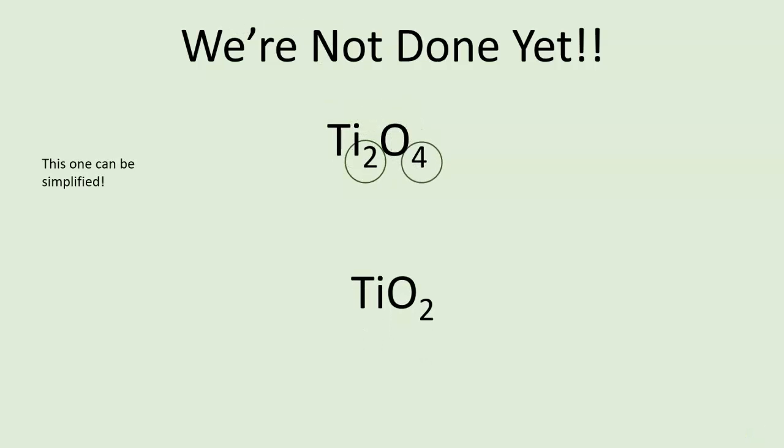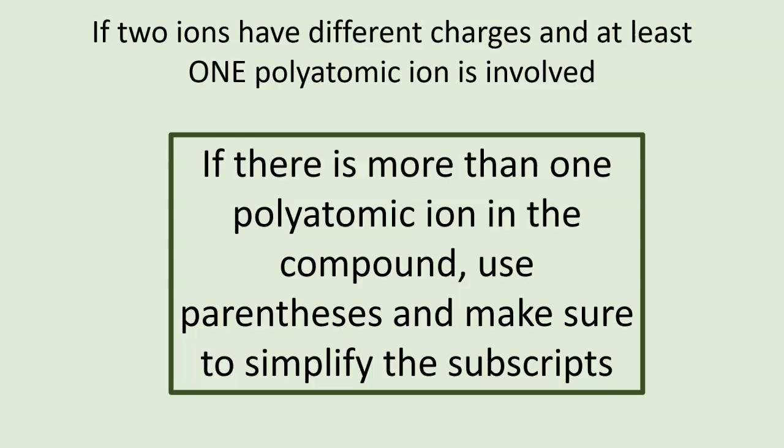If we simplify those, we have TiO2, and that is actually our final answer. If 2 ions have different charges and at least 1 polyatomic ion is involved, what are we going to do? If there's more than 1 polyatomic ion, we're going to use parentheses to make sure to simplify the subscripts. So I'm going to show you a couple examples of those.